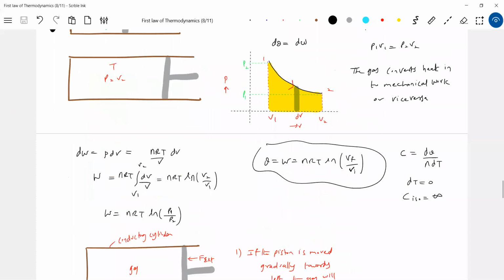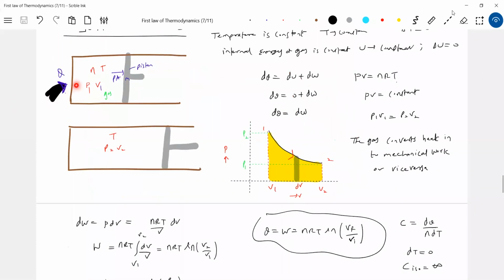So how you move the piston is a good example here. I'll supply heat, and if the piston moves in such a way that the temperature of the gas is constant, that is what I should do. Then it will undergo an isothermal process. If temperature is constant, then any amount of heat you supply will convert into mechanical work. Or you move the piston gradually, then what will the gas do? It will convert mechanical work into heat.